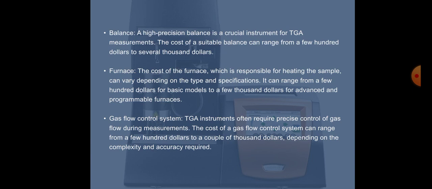Gas flow control system. TGA instruments often require precise control of gas flow during measurement. The cost of a gas flow control system can range from a few $100s to a couple of $1,000s, depending on the complexity and accuracy required.